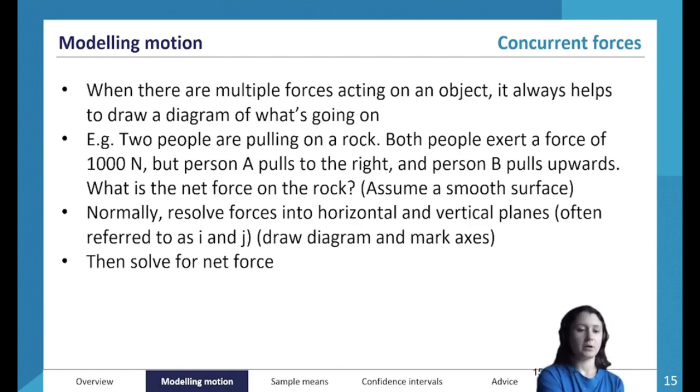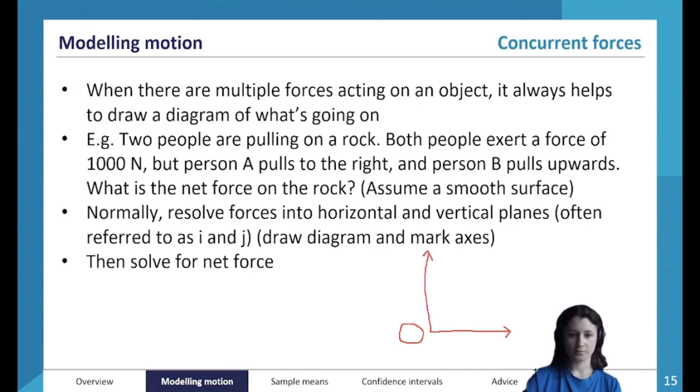So, here we have two people pulling on a rock. Both people exert a force of 1,000 newtons, but person A pulls to the right and person B pulls upwards. What is the net force on the rock? Let's draw a diagram of this. So we have our rock. Person A pulls to the right. Person B pulls upwards.